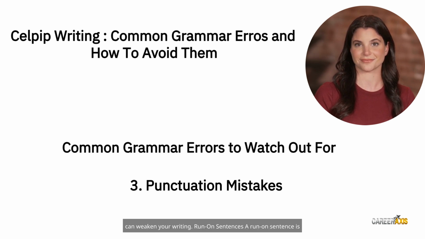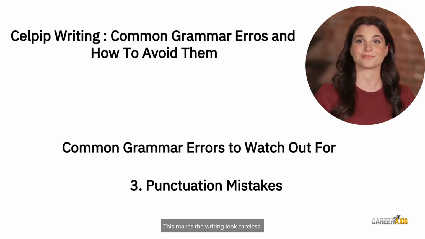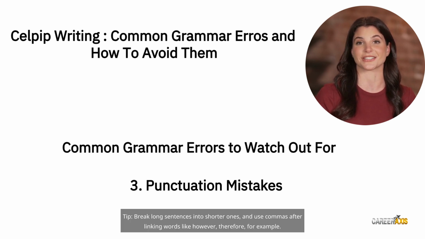Run-on sentences. A run-on sentence is when two or more complete sentences are joined without the correct punctuation or linking word. Forgetting periods. Sometimes test takers forget to end their sentences with a period, especially when typing fast. This makes the writing look careless. Tip: break long sentences into shorter ones and use commas after linking words like however, therefore, for example.